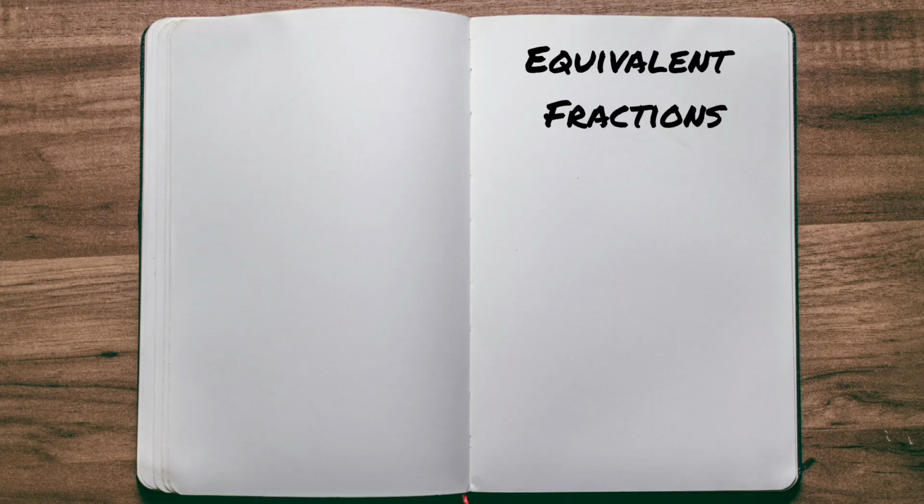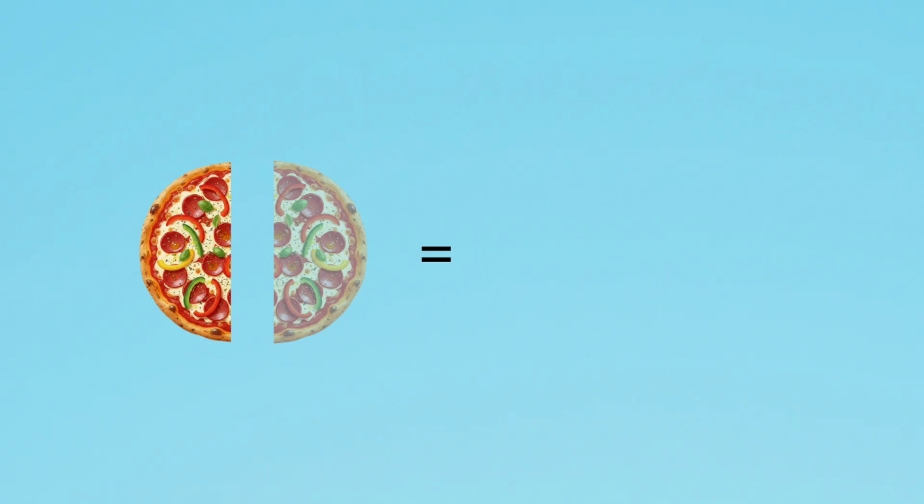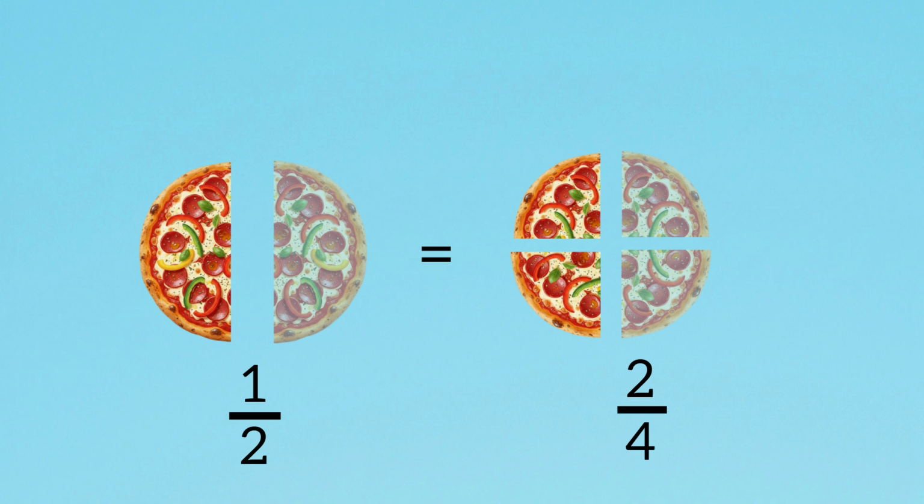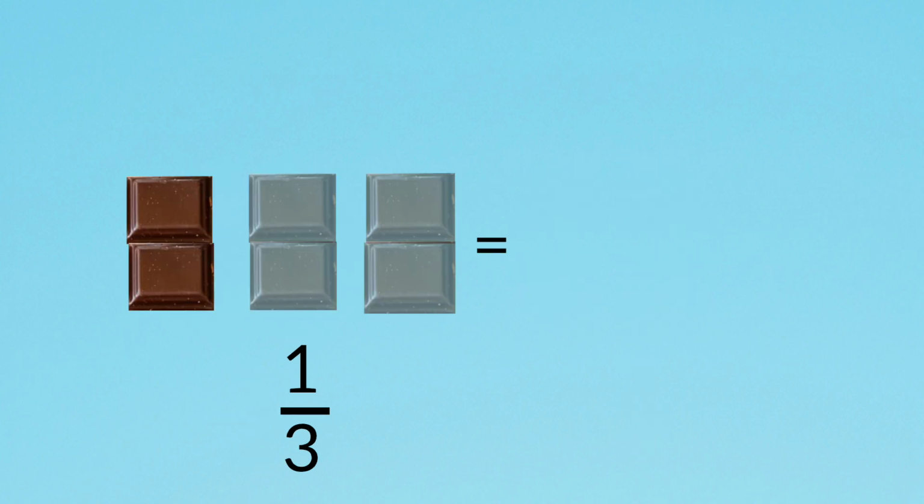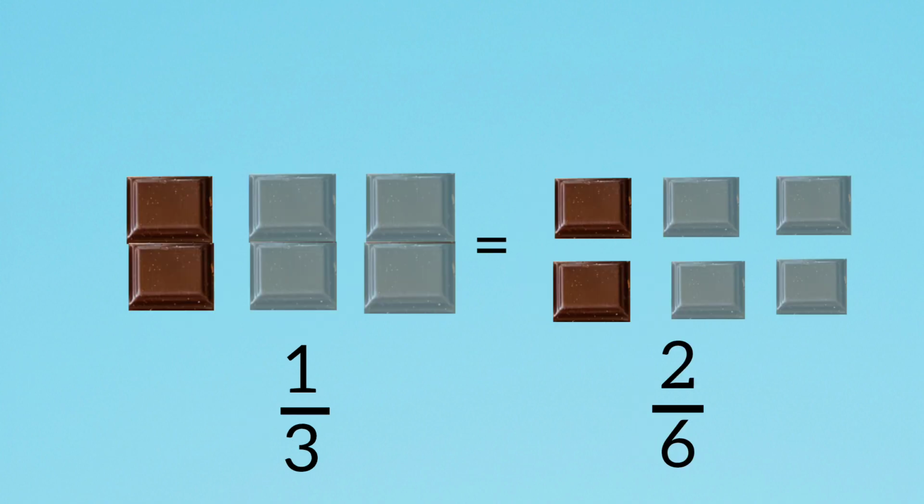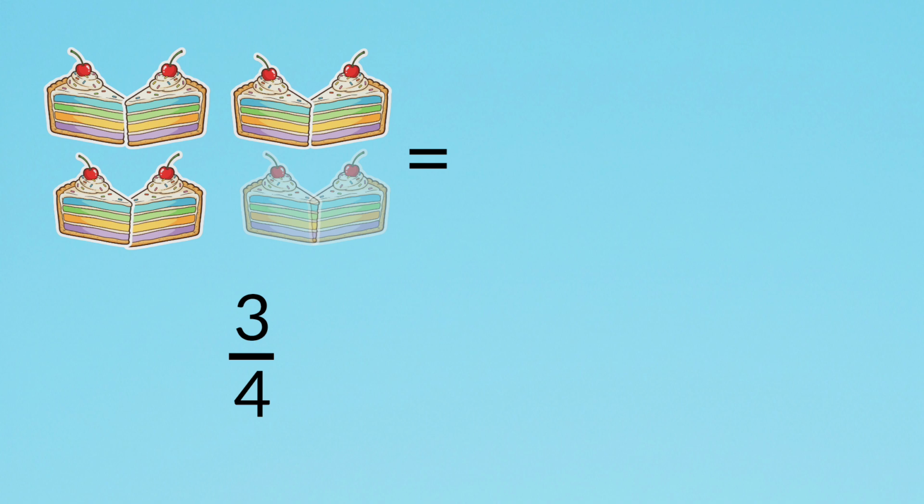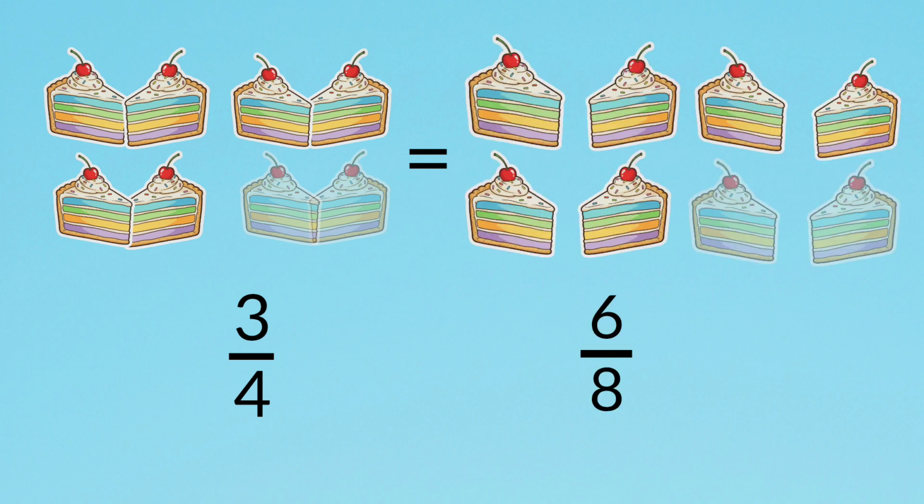Now let's look at equivalent fractions. These are fractions that look different but mean the same thing. Examples: 1/2 pizza is the same as 2/4 pizza. 1/3 chocolate is the same as 2/6 chocolate. 3/4 cake is the same as 6/8 cake. They might look different, but they're actually equal.